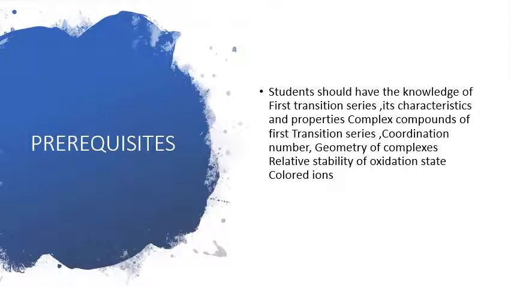Students should have the knowledge of the first transition series, its characteristics, the properties, complex compounds, coordination number, geometry, relative stability of the oxidation state. Most of the elements in the first transition series are colored. So in the previous lecture, we covered all these properties and characteristics of the first transition series. The student should have this knowledge for this lecture.